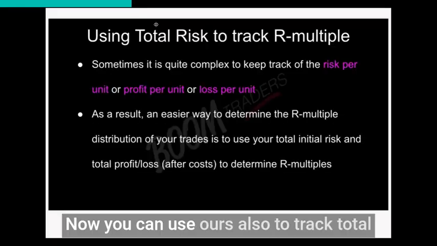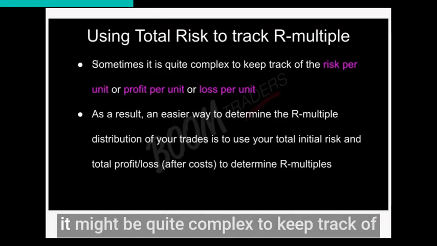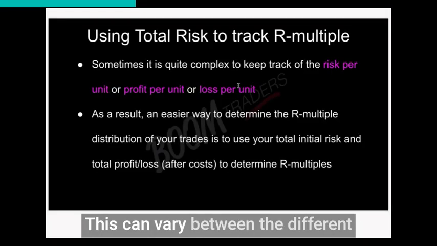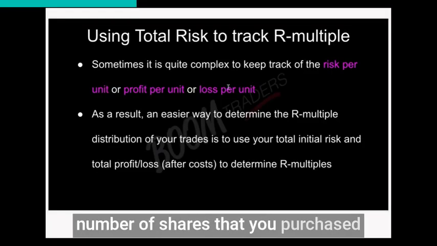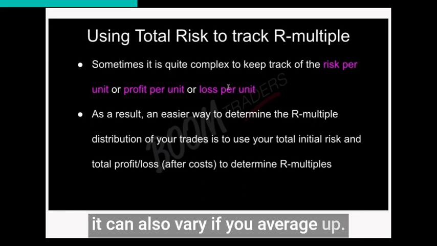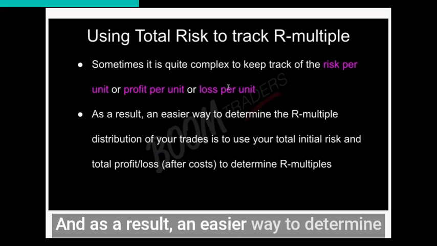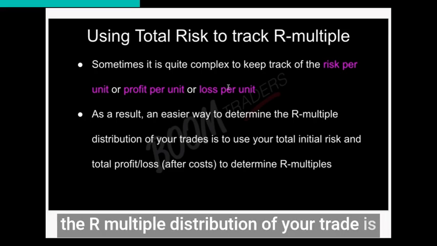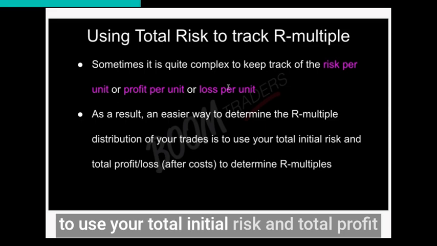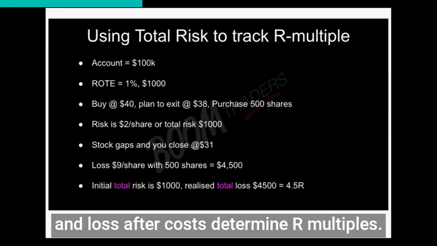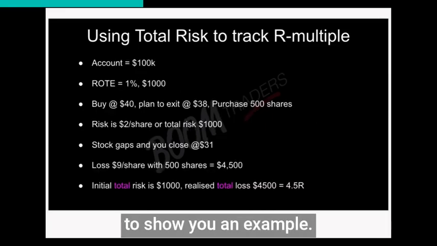Now, you can use R's also to track total risk within a trade. As you see, sometimes it might be quite complex to keep track of risk per unit or profit per unit or loss per unit. This can vary between the different number of shares that you purchase. It can also vary if you average up. This can make tracking in R's quite difficult. And as a result, an easier way to determine the R multiple distribution of your trade is to use your total initial risk and total profit and loss after cost to determine our multiples. And again, I'm just going to show you an example.